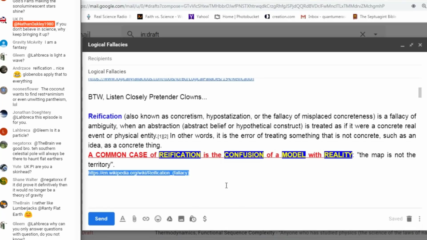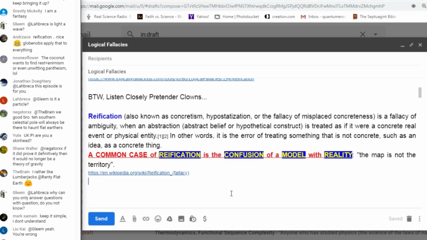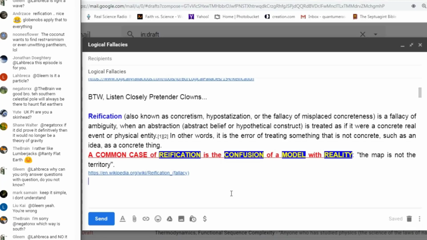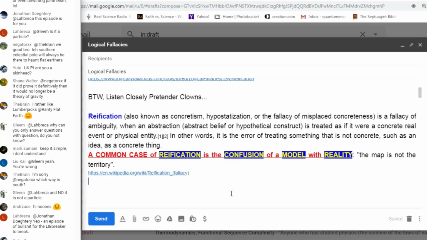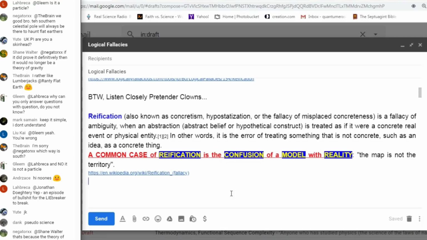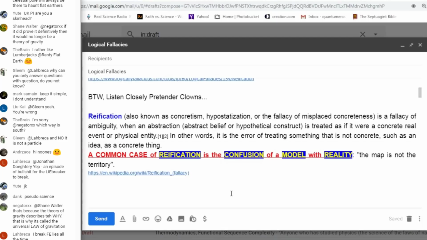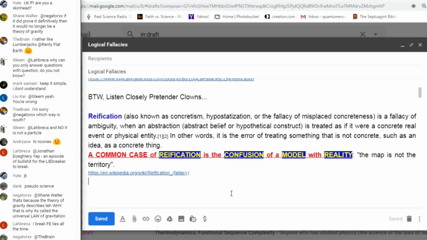Wiki. I love it. Yeah, I nearly spat my cornflakes out when you sent me this. So I read it, and obviously I was like, okay. And then I saw the link, but I didn't put two and two together that these are literally the words of Wiki. A common case of reification is the confusion of a model with reality. Quote, the map is not the territory. Yeah, they're done. All they can do now, after it's exposed, is say no.